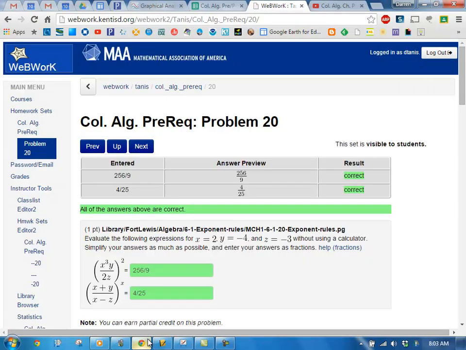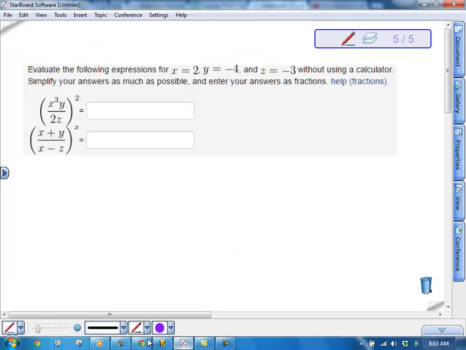Okay, this is the next problem. This is problem 20. It asks you to enter in X, Y, and Z into these expressions without a calculator. And I would definitely try it without a calculator.